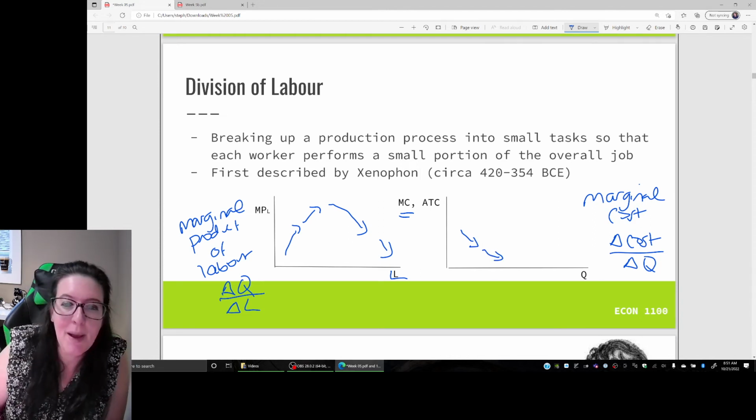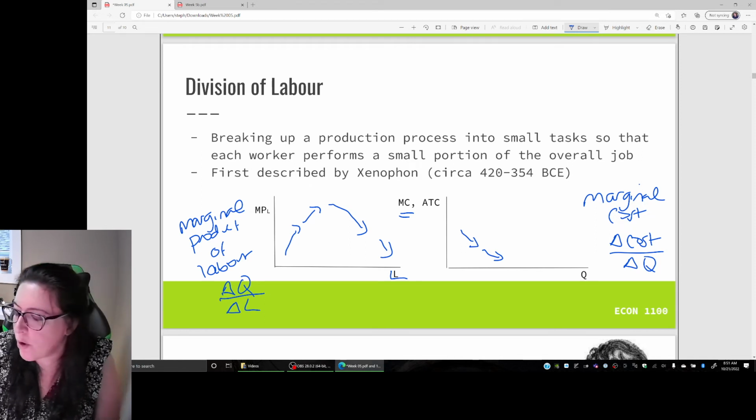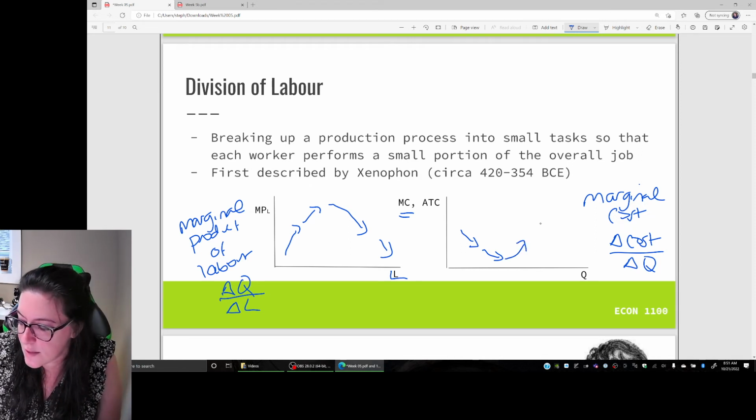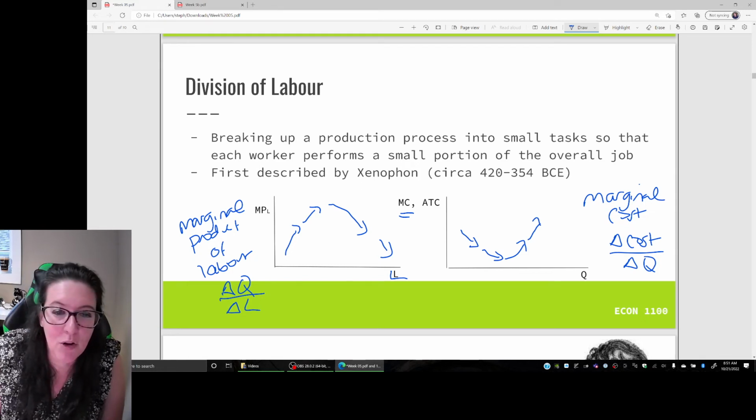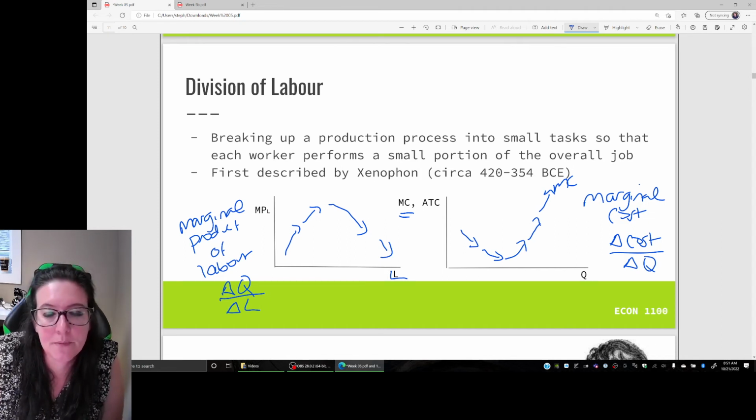However, when we keep adding workers and they're not able to add as much as the workers before, that means the extra cost of the worker is now spread across less additional units, and so that marginal cost is going to start to go up.